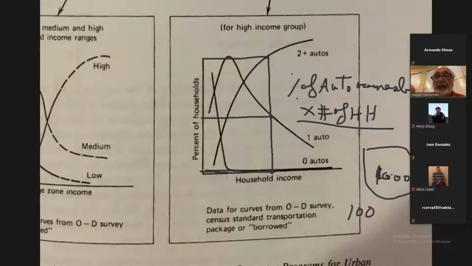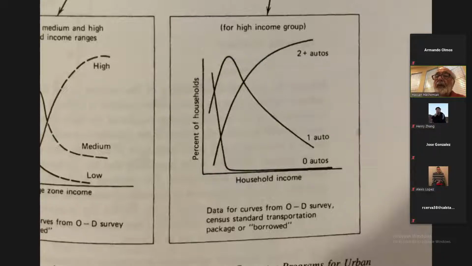The same thing here. When you have a percentage, if you multiply that by the number of households, then you can figure out how many people are in the low income, how many are medium income, and how many are in the high income category. All right. Any question? Now, the next thing we want to do is go to the next graph.